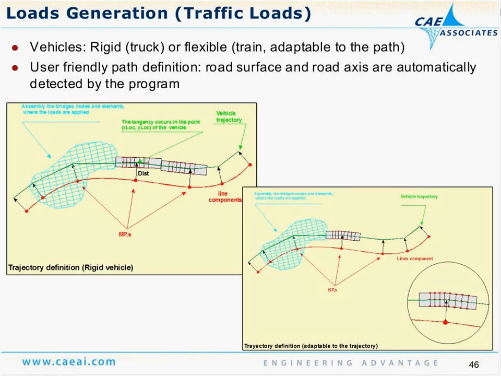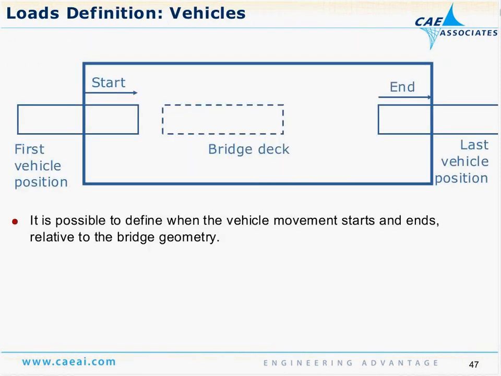The vehicle loads allow us to simulate both a rigid type vehicle, such as a truck, or a flexible type vehicle, such as a train. Each of those definitions automatically are set up around the axis of the road that we've defined. So the user input is very limited to calculate some very complex loading conditions.